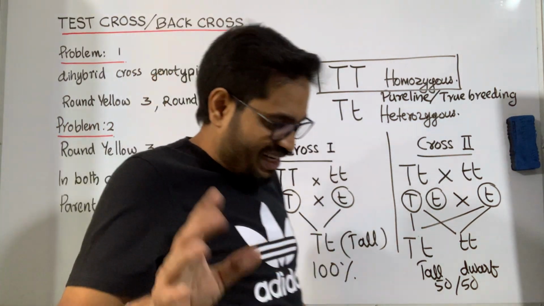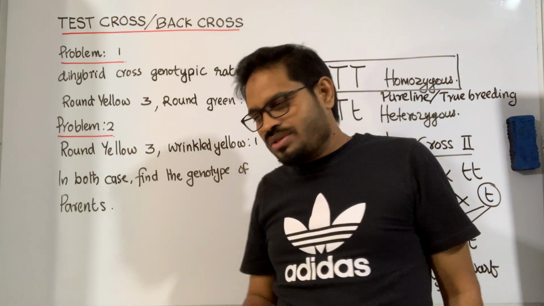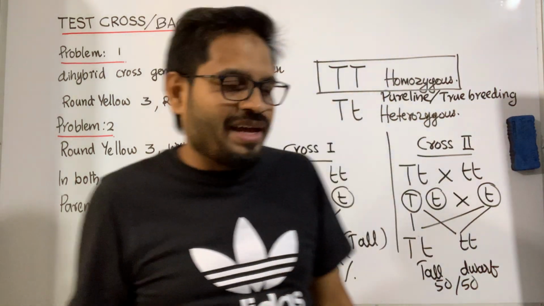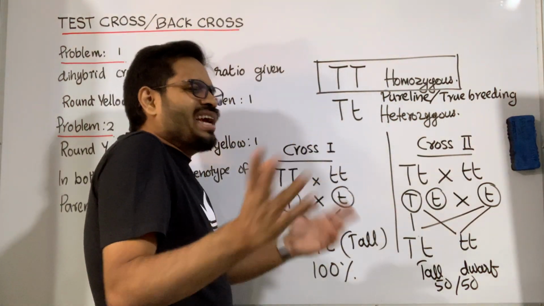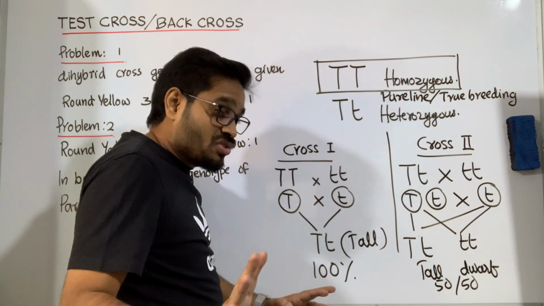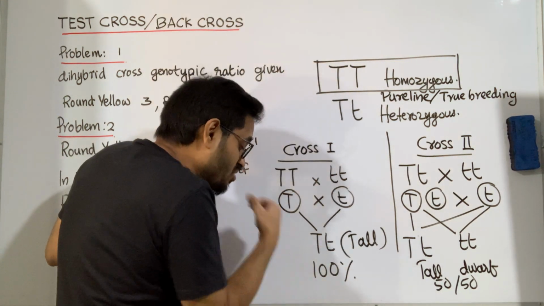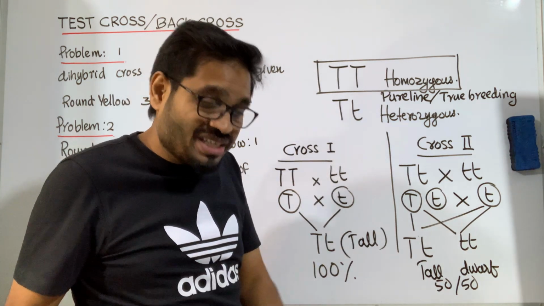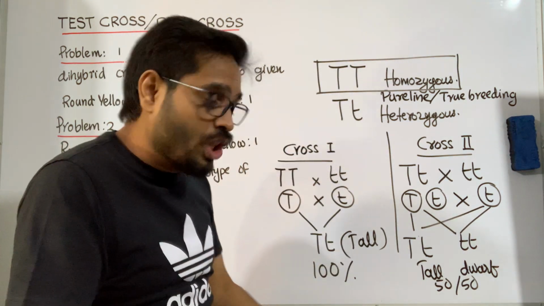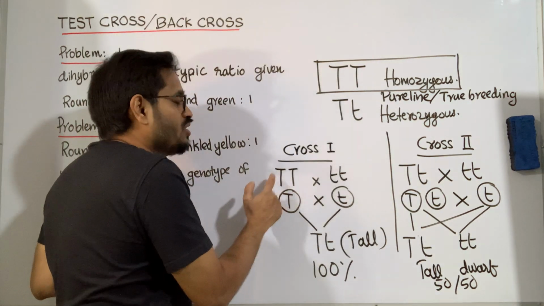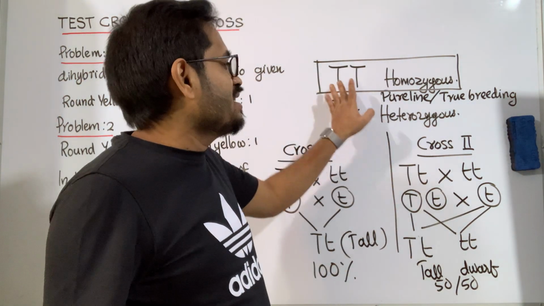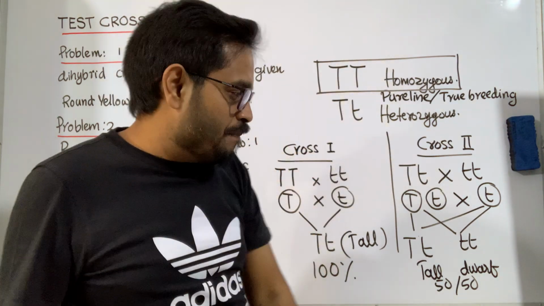So now, guys, it's very clear. What is a test cross? He has crossed the plant. He doesn't know which plant it is. He didn't care what the plant's genotype was at the start. But at the end, he checked the results. If 100% of the babies, the F1 offspring, came out as tall, I'm very sure the plant which I took is homozygous tall, meaning both the alleles are the same.